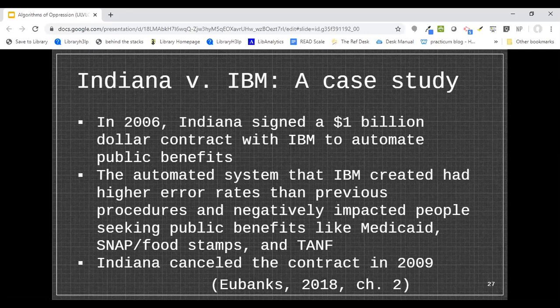Indiana canceled that contract in 2009, so it ran for about 2 years. They got a new governor, and the contract was canceled. And then Indiana actually sued IBM to try to get some damages costs, and it was actually still being litigated up to 2019 when the Indiana Supreme Court did order IBM to pay some damages back to the state of Indiana. IBM had also sued Indiana. It was kind of a mess.